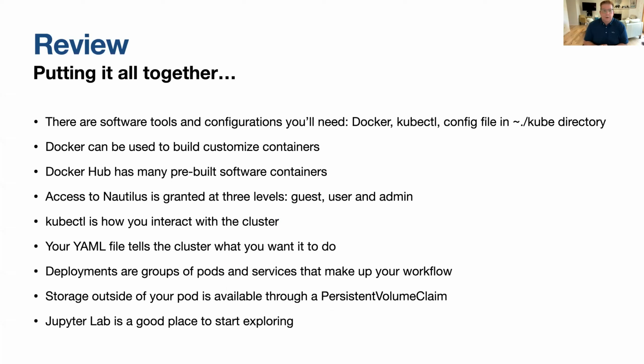So putting it all together, here are the software tools and configurations you'll need: Docker, Kubectl. You'll need to have that config file in that directory that you just made. You can use Docker locally to build custom containers, or you can use Docker Hub to pull down pre-built software containers. Access to Nautilus is granted at 3 levels.